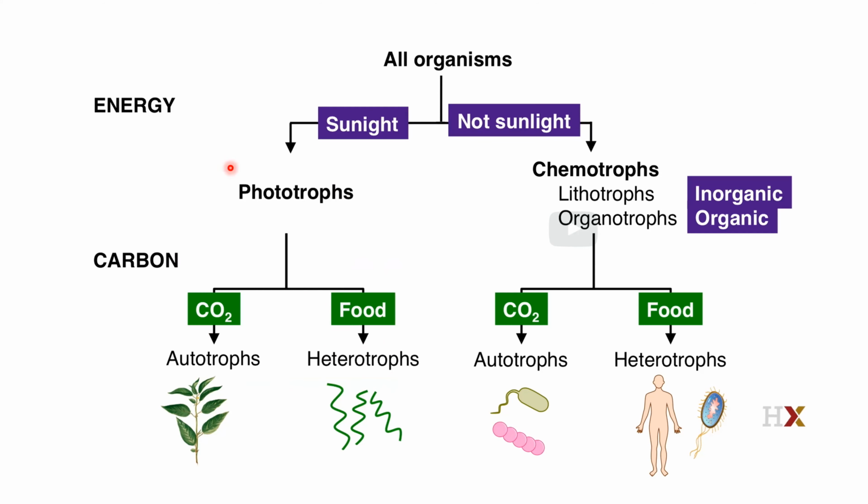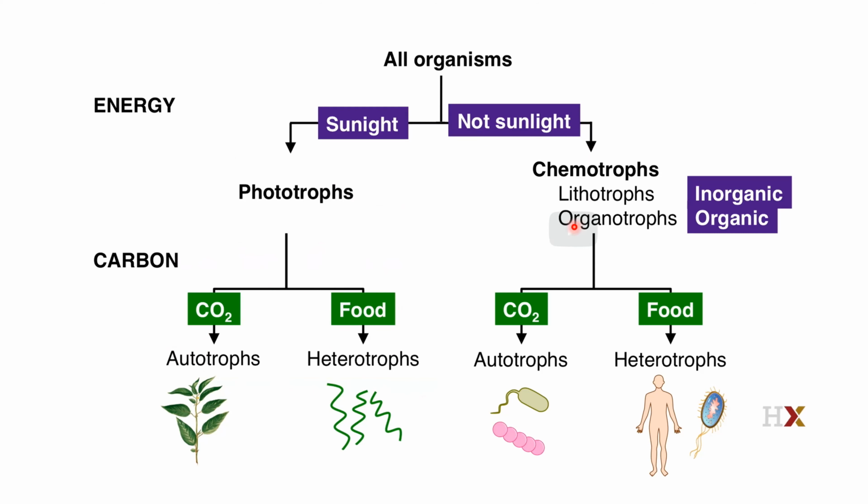And then the phototrophs are further classified by whether they use carbon dioxide as their key source of carbon. So they are the phototrophic autotrophs and the phototrophic heterotrophs, right? And if they are consuming food, then they are the phototrophic heterotrophs.